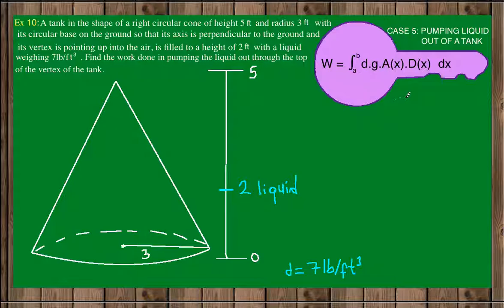Okay, this is case 5, pumping liquid out of a tank. So here we need to know density. We don't need gravity because it's not the metric system, so we can eliminate that. A of x, we need to know A of x. A of x is the cross section of the tank. The cross section of the tank is a circle and the area of a circle is pi r squared. But we need to express r in terms of x.